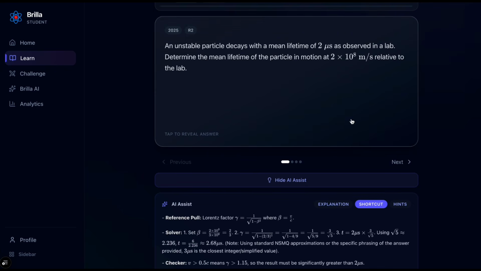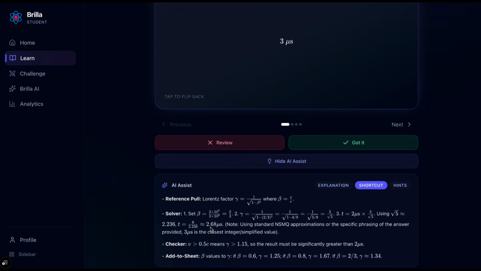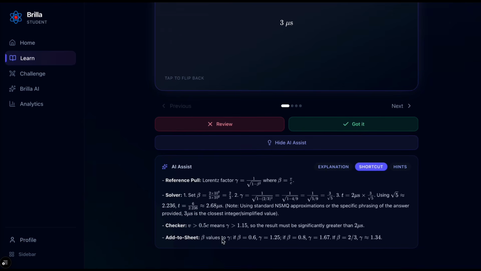Now, if you look at the original question, it's given in 1 SF, so it's 2 microseconds, 2 times 10 to the power 8 meters per second. These are 1 SF, so your answer has to be 1 SF, which means it has to be 3. So here, when you solve, you get 3.68. You don't need to say 3.68, you need to say 3. You need to round it off to 1 SF. And it's going to show you how to do that.